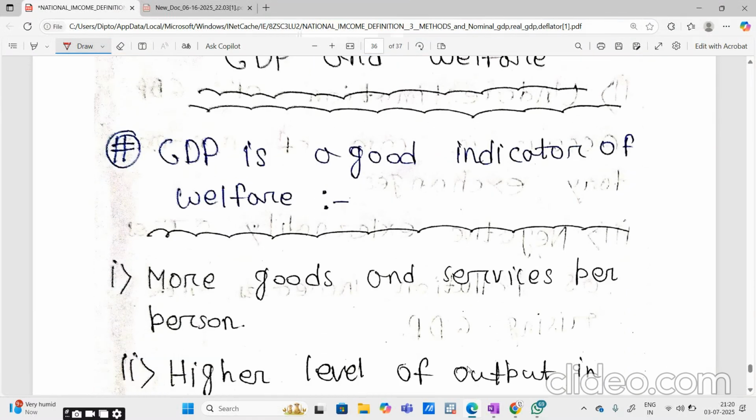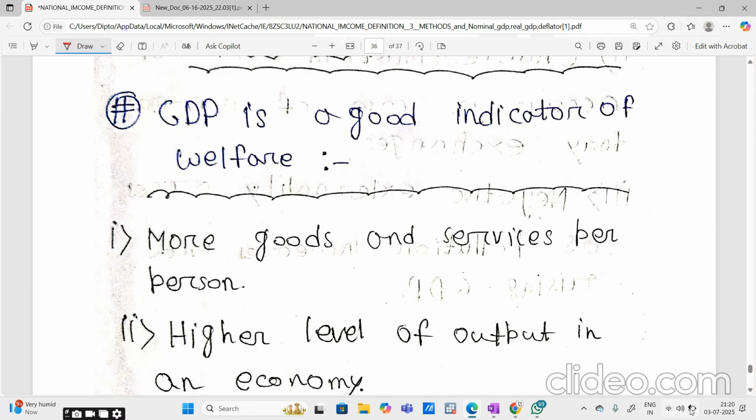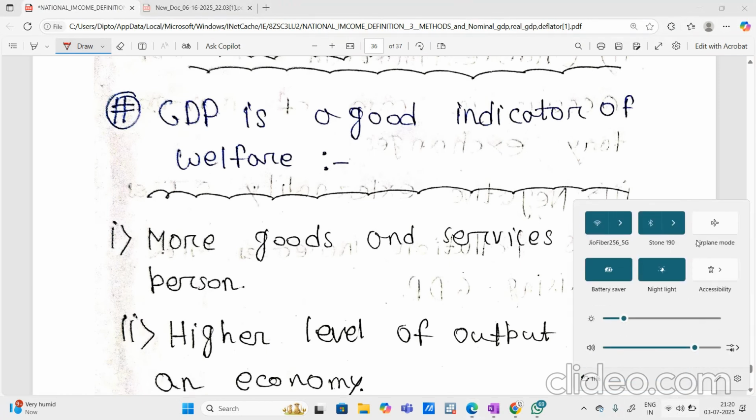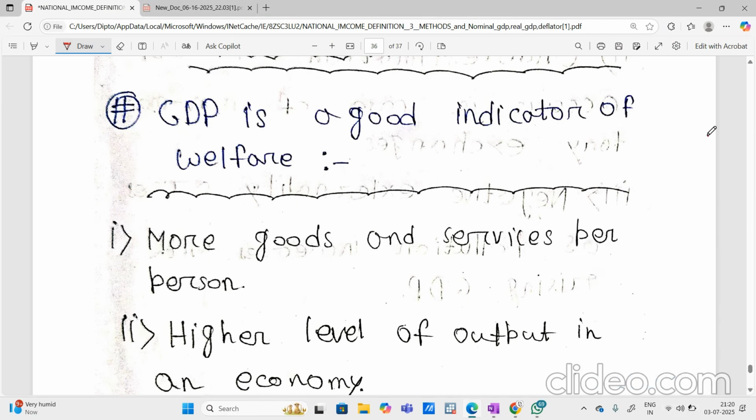GDP and welfare. GDP cannot be a good measure of welfare. GDP in a way basically tells the current valuation of the total goods and services produced in the economy of a country.